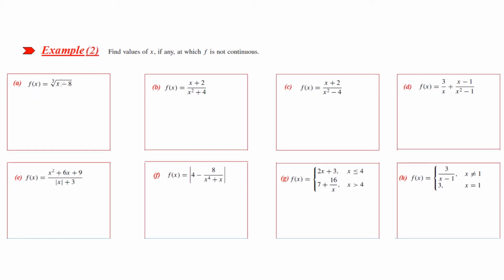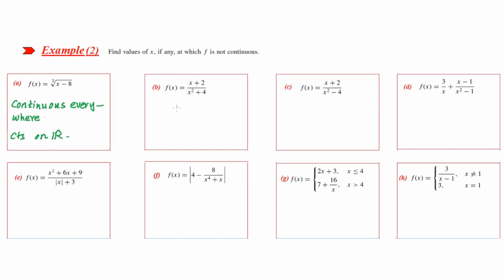In this question, we have cube root of x minus 8. And we know if we have an odd root, it accepts any value, positive, negative, or 0. So for this function, there are no values at which f is not continuous. So this is continuous everywhere, or we can write continuous on all real numbers R.